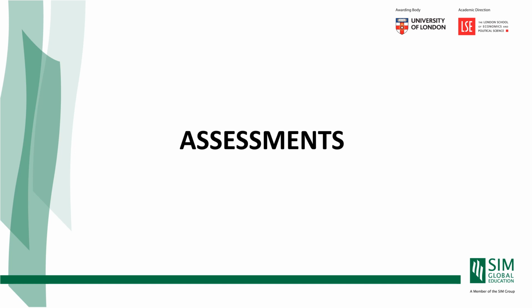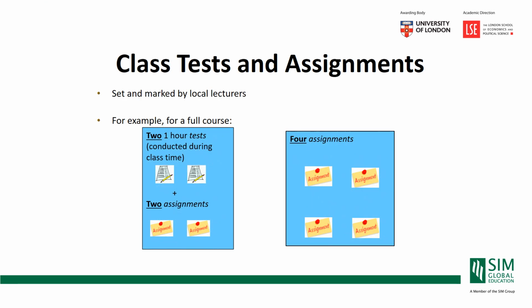Now let's talk about assessments. There are three types of assessments, and first is class tests and assignments. So class tests and assignments are set and marked by local lecturers, and for a full unit course, either the student will be asked to take 2 tests plus 2 take-home assignments, or some lecturers will prefer students to take the 4 pieces of work in the form of assignments.